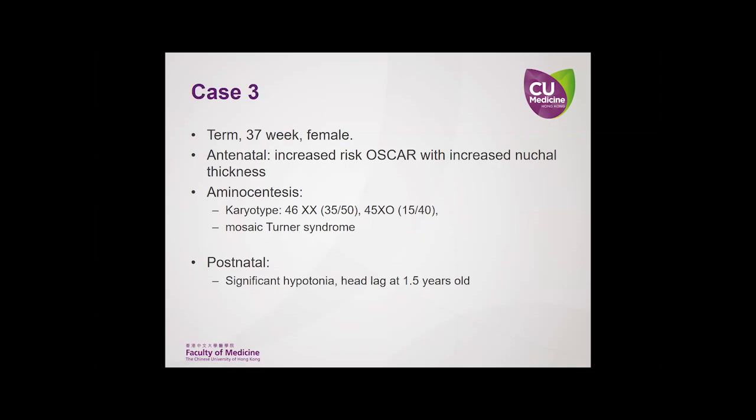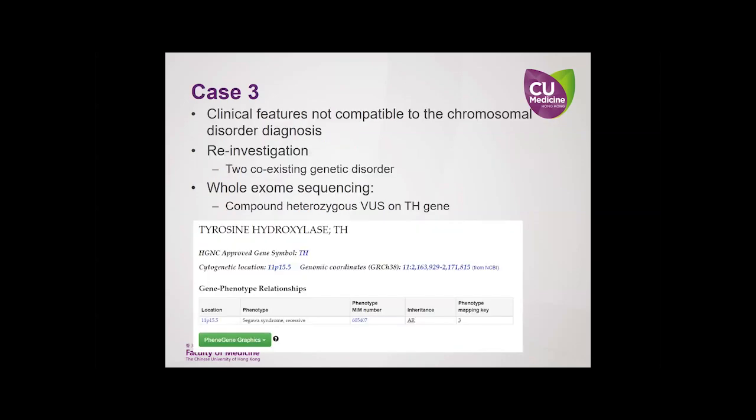At that juncture, we thought the clinical presentation could not be explained by the karyotyping. So we did a whole exome sequencing for the patient and found that the patient had compound heterozygous variants in the TH gene. VUS, for your information, means a variant of unknown significance. That means we identified 2 variants on 2 alleles, but we don't know whether they are disease-causing or not. So at that time, we did further structural and functional testing.